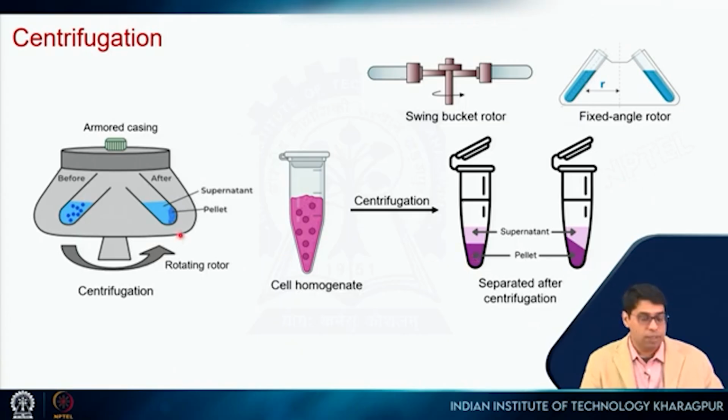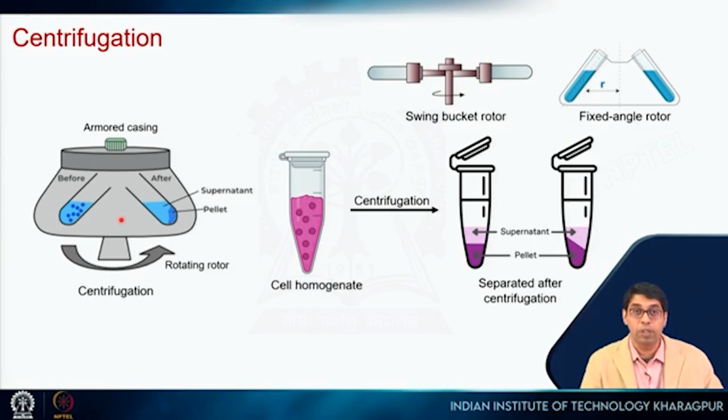You have already seen this setup when we discussed the Meselson-Stahl experiment, right? There, a gradient was used to separate the different DNA, N14 and N15 DNA. So the centrifuge is a very useful instrument, and it comes in 2 flavors. One is called a fixed angle. This is called a rotor, and it rotates at very high speed, right?